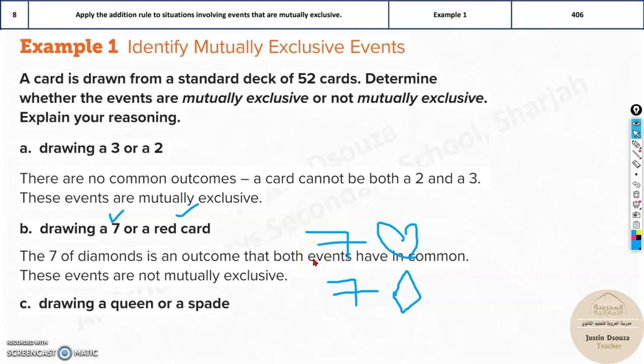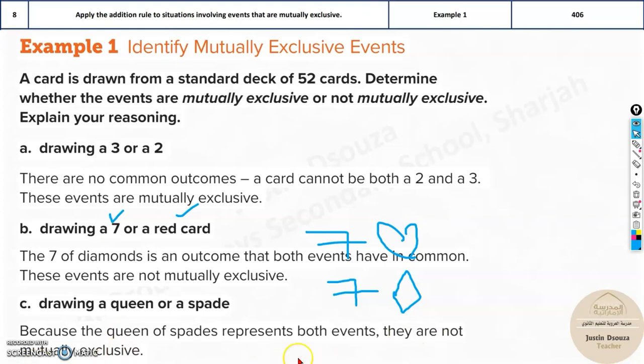Now, over here you try by yourselves, queen or a spade. A spade is a suit. Queen, there are all 4 types of queens: spades, clubs, hearts, and diamonds. So this is also not a mutually exclusive event. Why? Because the queen can be both a spade and a queen. It can be together. So that's the answer.